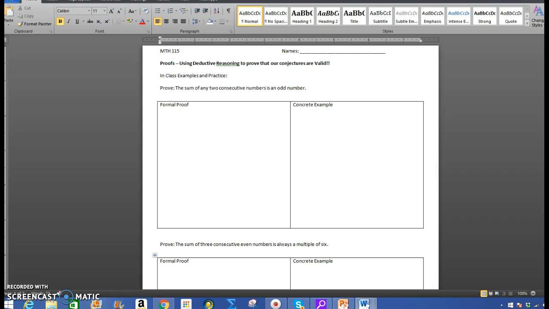So we're going to look at 3 different conjectures. Each one is going to be a different screencast. If you have not printed out the note sheet, I encourage you to do that and work along, keep notes, and try things on your own as we get into the other examples. So we're going to start on this first one.